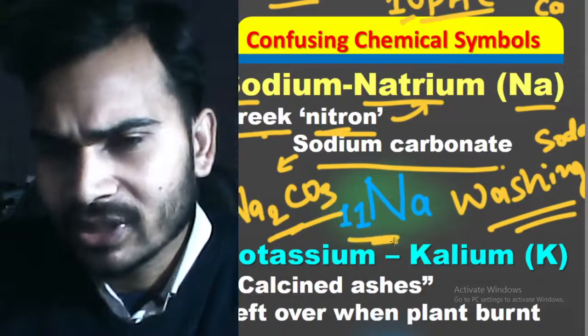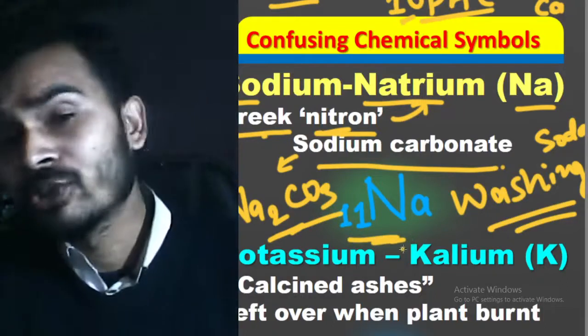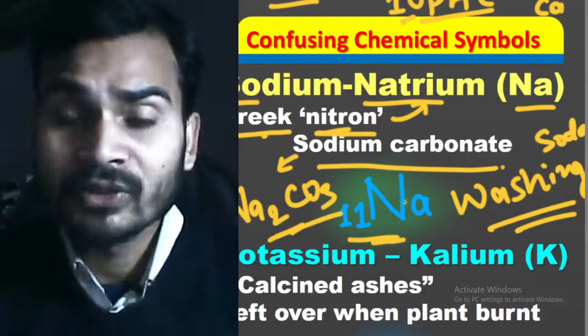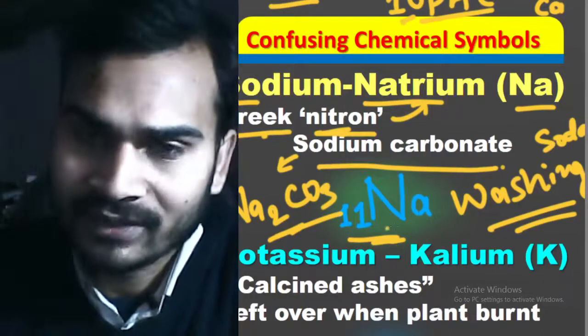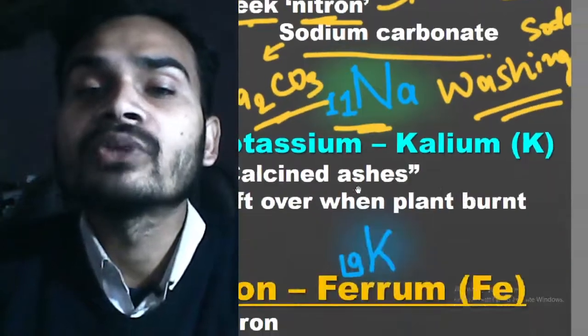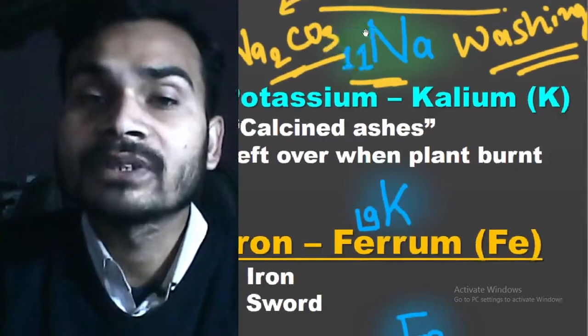It is very important that you must know every element's symbol and its atomic number also. So sodium has atomic number 11 and the symbol is Na. We have discussed it. Now let's move to the next, that is potassium.